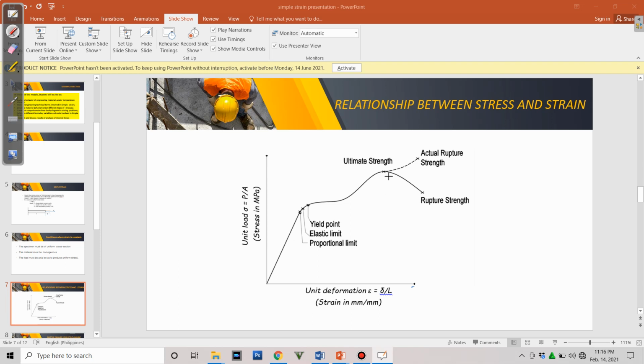And if we gradually increase the loading, from this point you can see here that the loading is actually decreasing, until the rupture strength. And the rupture strength is the stress at failure.